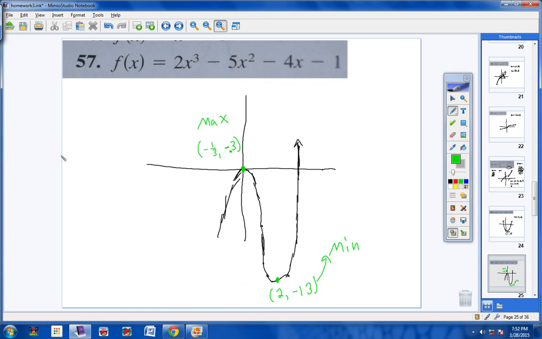And by the way, there's no limit as to how many minimums or maximums you could have. It just all depends on how many turning points the graph takes, okay?